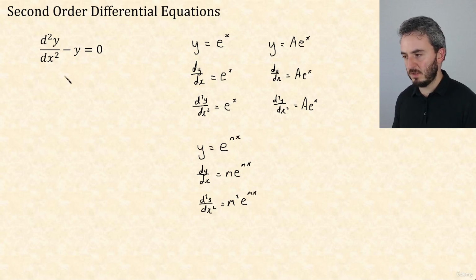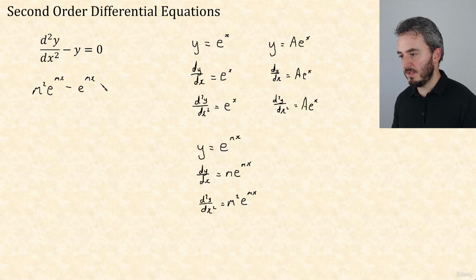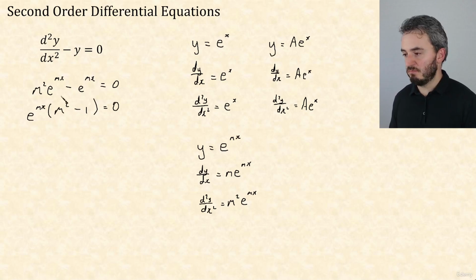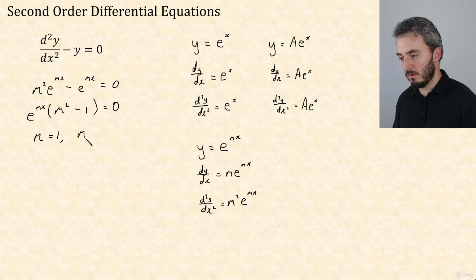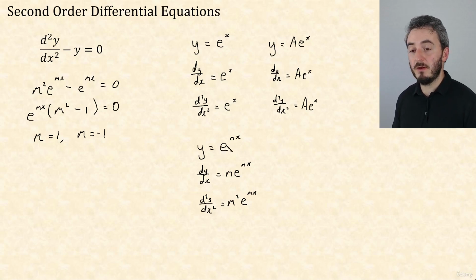So subbing it into this equation here would give us m squared e to the mx minus e to the mx equals 0. Well, I can actually solve this because I can factorize out e to the mx, and I'm left with m squared minus 1. Now, e to the mx is never 0, but m squared minus 1 is, and it's 0 when m is 1 or minus 1. So when m equals 1, that's just the solution we've already got. But we found another one, e to the minus x.